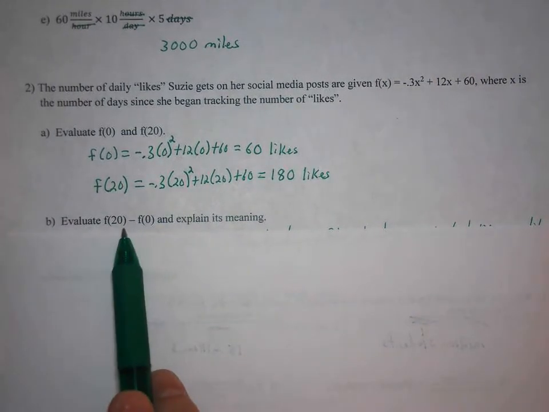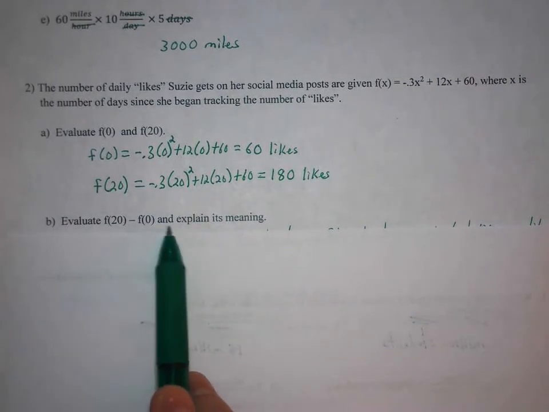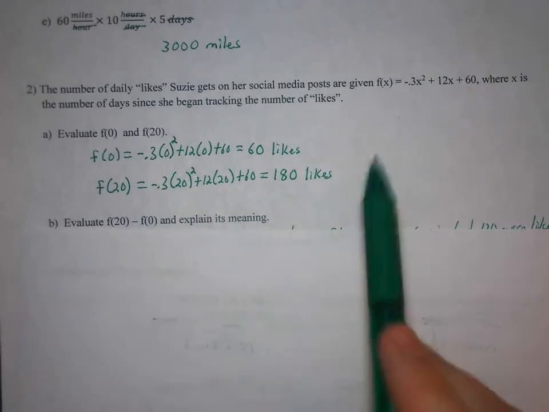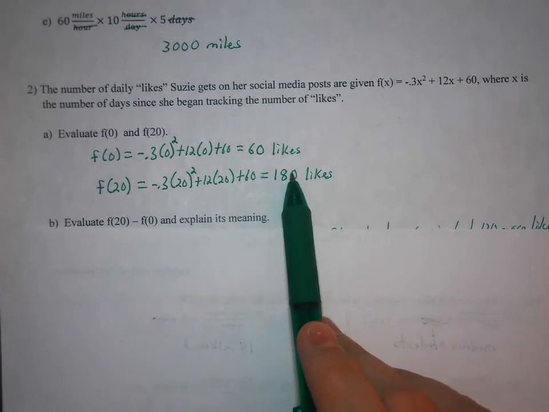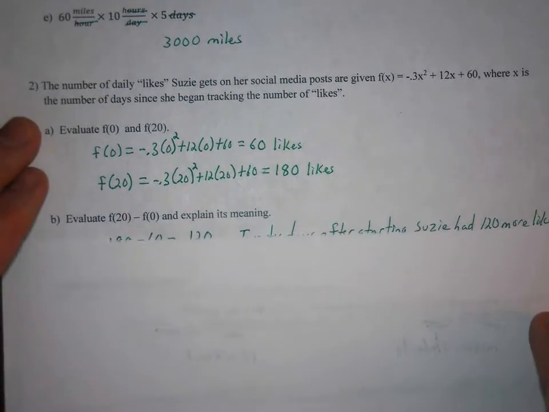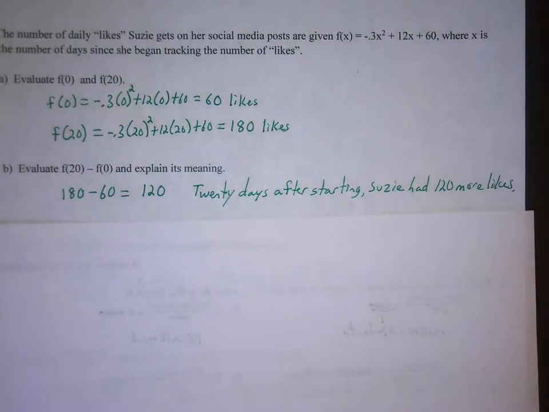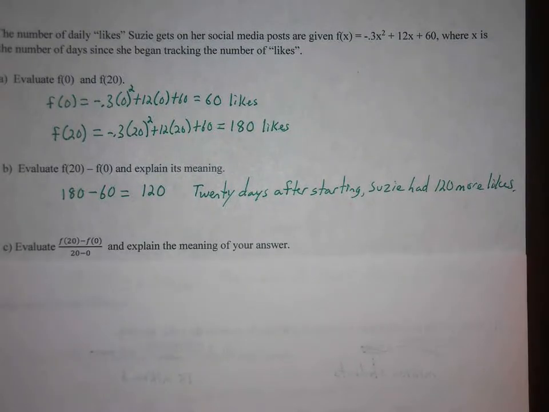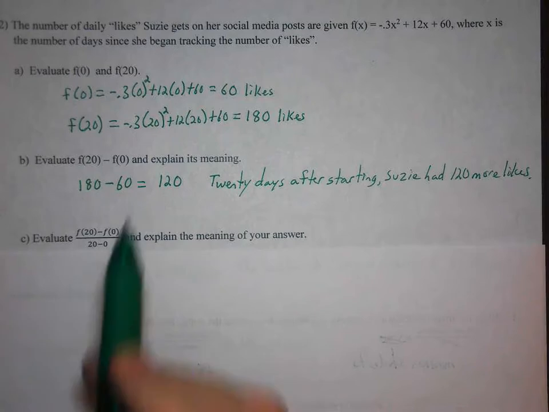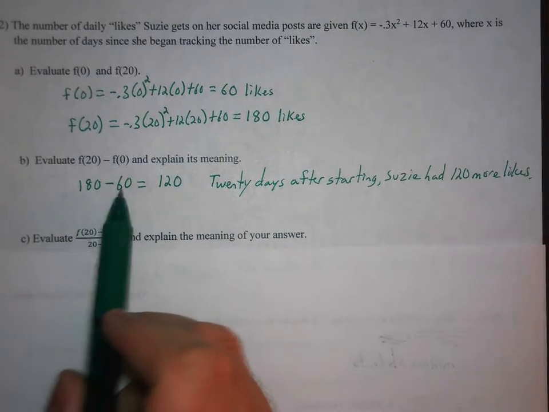So then evaluate f of 20 minus f of 0 and explain its meaning. So we have our answers here, 180 minus 60, which gives us 120. So all that's saying is 20 days after starting, Susie had 120 more likes. So the number of likes increased by 120 over that 20-day span. Moving on. And I want to point out, you could look at this as absolute change.